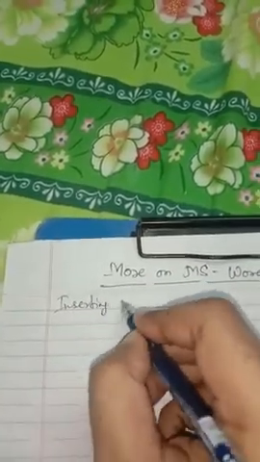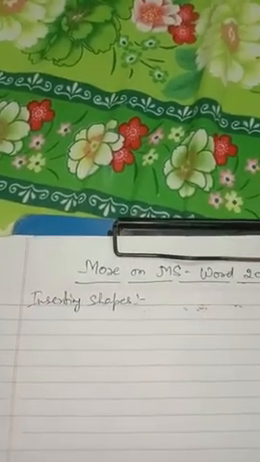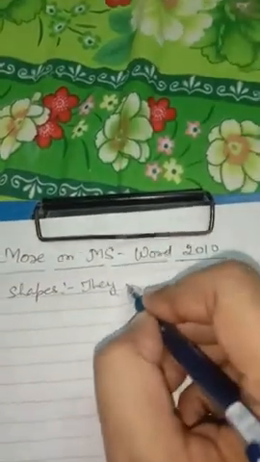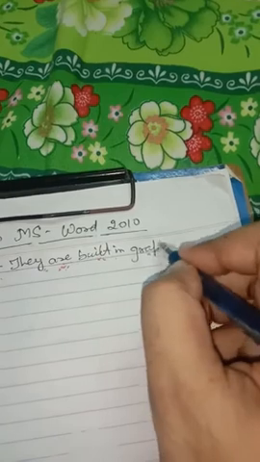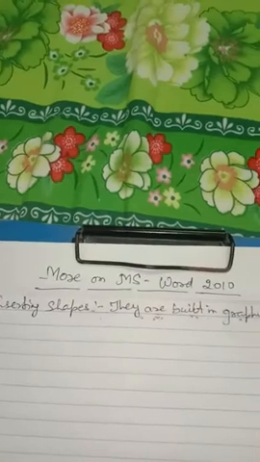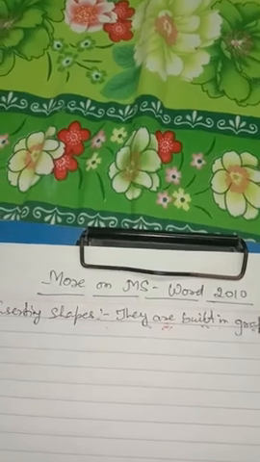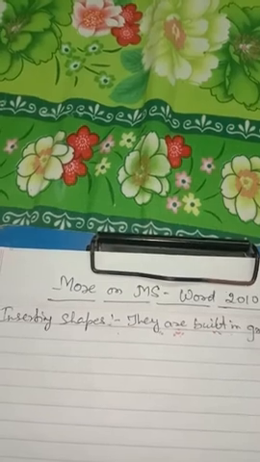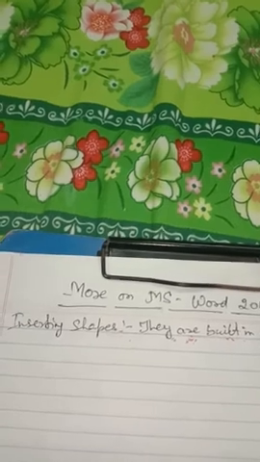Inserting shapes. So what are shapes? The shapes are built-in graphics in MS Word. So there are different varieties of shapes in our document that we can add them. The different varieties that we can add them are arrows, callouts, squares, stars, flowchart shapes, etc. So these are the different varieties of shapes.